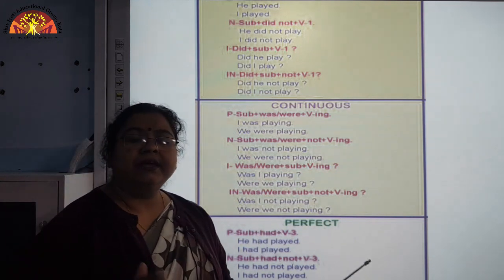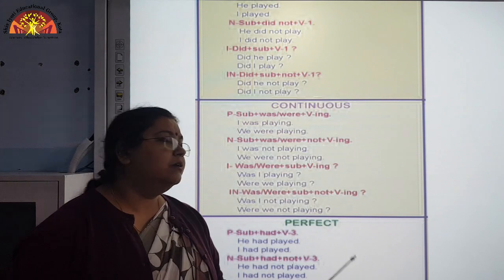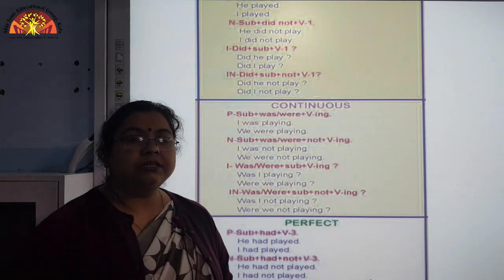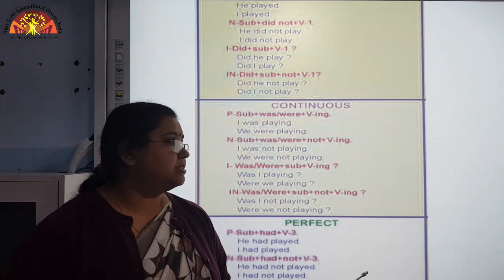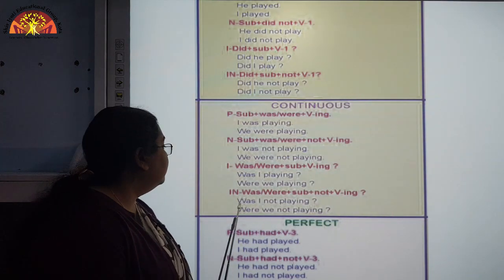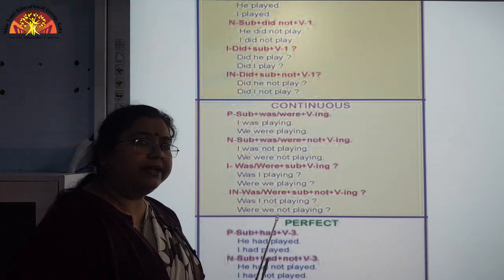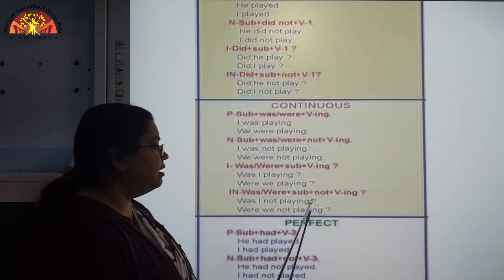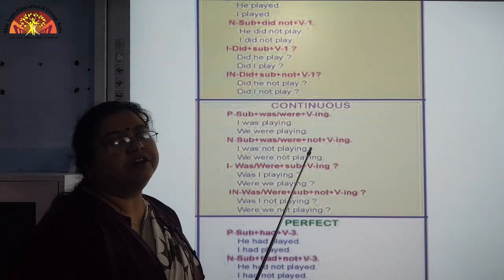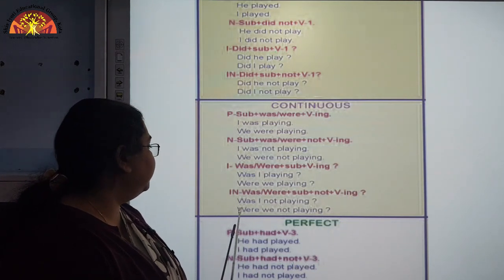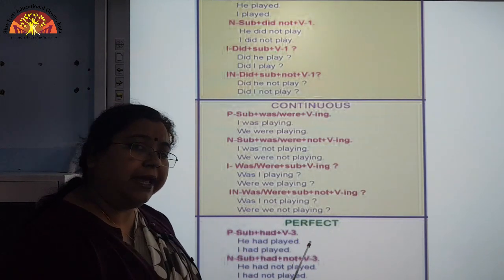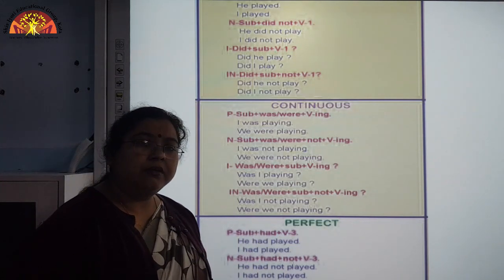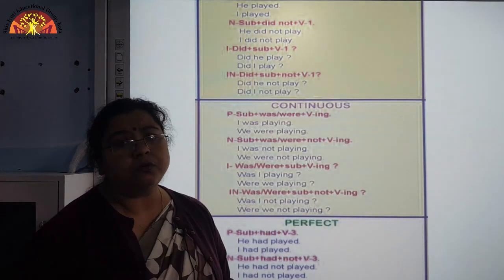Was he writing a letter? Were we playing? Past continuous tense. Now, in an interrogative negative sentence, the structure is was or were plus subject plus not plus verb ing form. See here, was I not playing, or were we not playing? Was she not going to school?